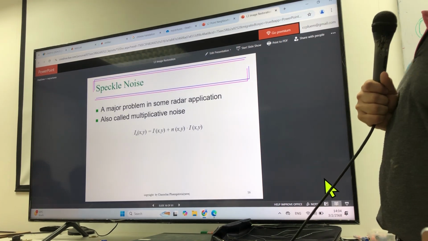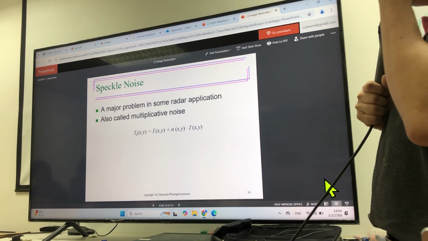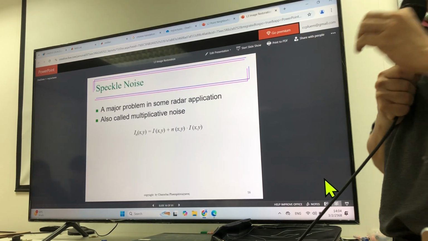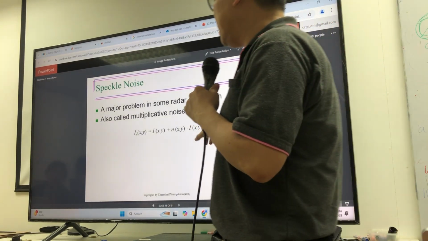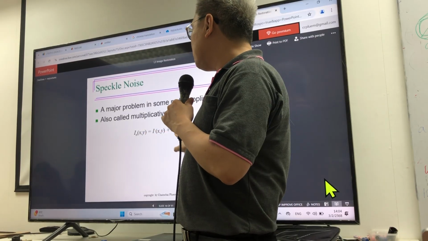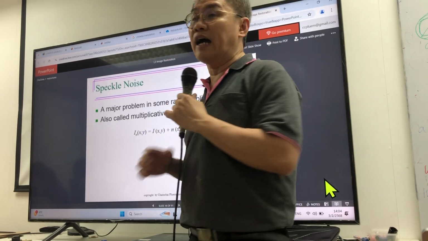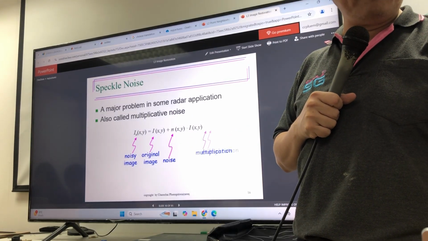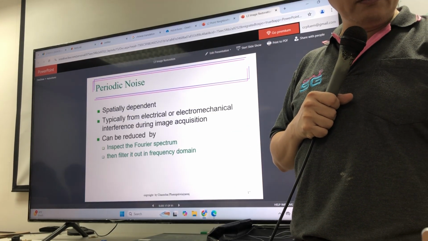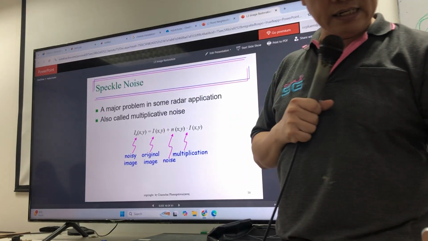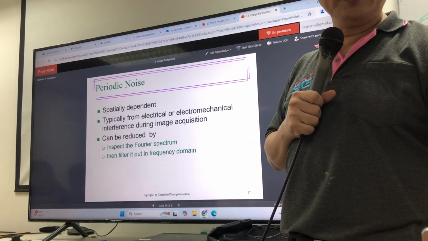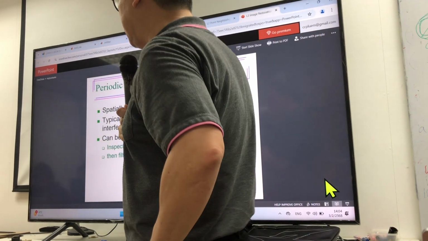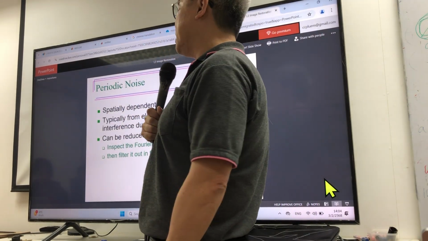Like I said before, speckle noise happens in radar applications. It's called multiplicative noise. The way we imagine it is that the noise is multiplied with the image. To get rid of that can be difficult, so you have to read the paper on speckle noise.